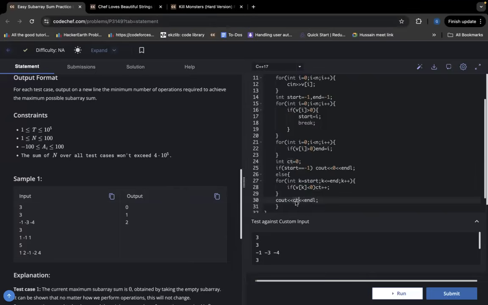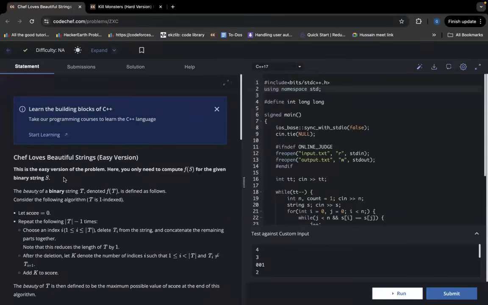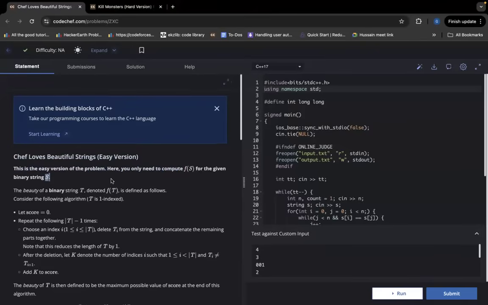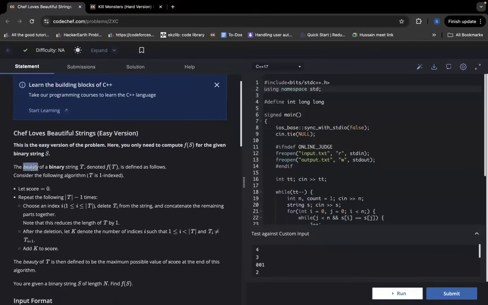Okay. So, guys, if this is also clear, let's move on to the next problem, which is Chef loves beautiful strings, easy version. This is the easy version of the problem. Here you only need to compute f of s for the given binary string. The beauty of a binary string t is defined as below.